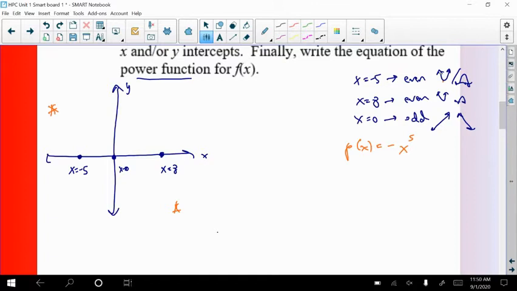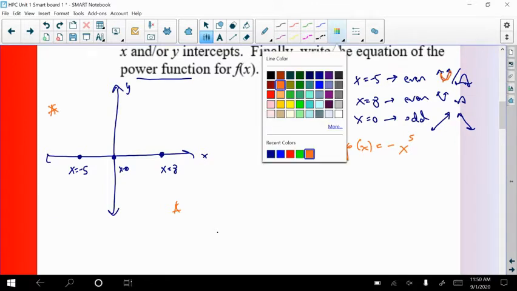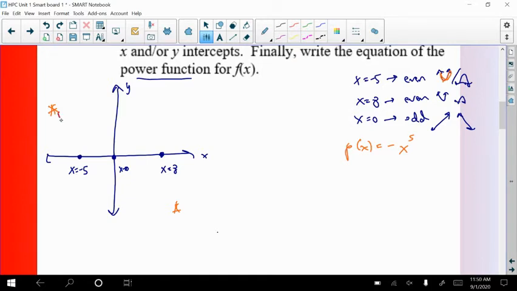So -5 is even. We need a parabola shape. Let's use red. We're starting here. We need to just touch and go, bounce, and come back up. Then when we get to 0, I know I have to intersect right through, so I'm going to go straight through. And then I need to get to x equals 8. Again, touch and go. But I realize I've got to end in the lower right corner, so when I touch and go, I have to do something like that.